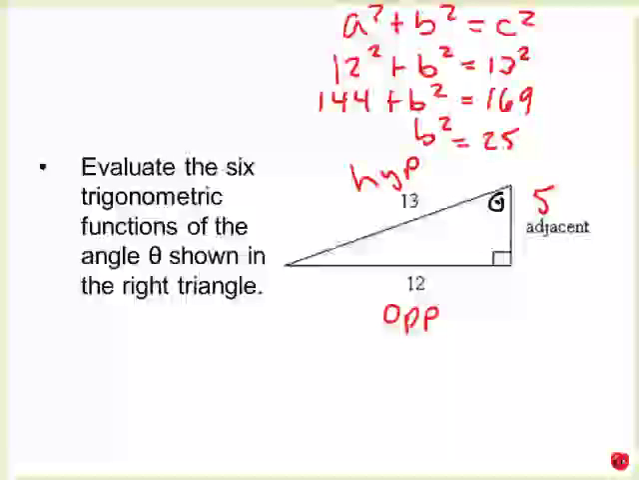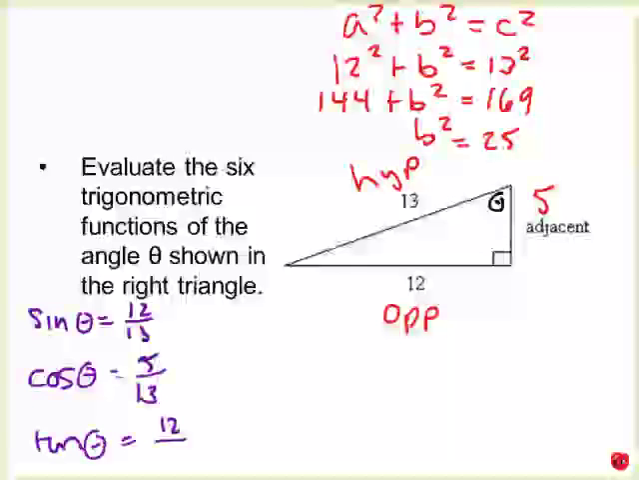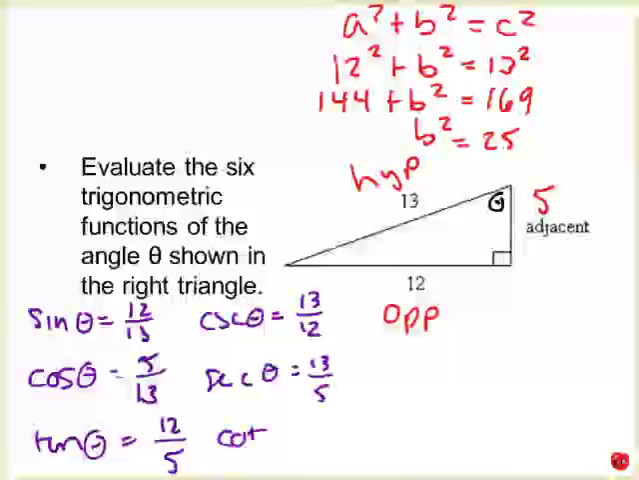So now that we know what all the sides are and we have them labeled, we can find our 6 trig functions. Sine is opposite over hypotenuse. Cosine is adjacent over hypotenuse. And tangent is opposite over adjacent. Then we flip to find the other 3. Cosecant flips over sine. Secant flips over the cosine. And cotangent flips over the tangent.